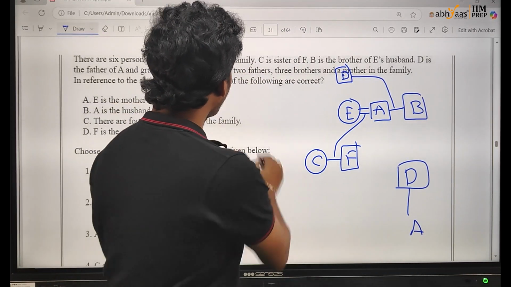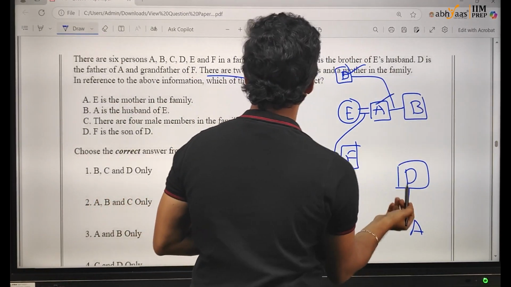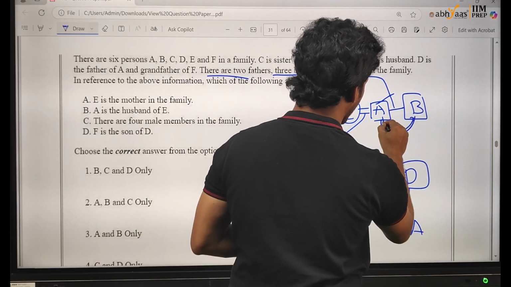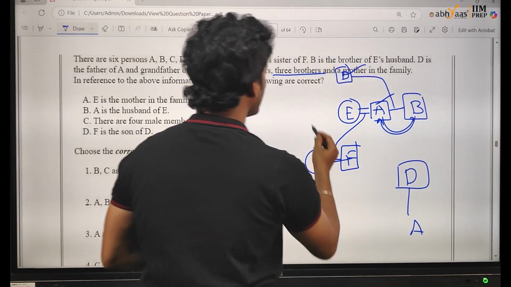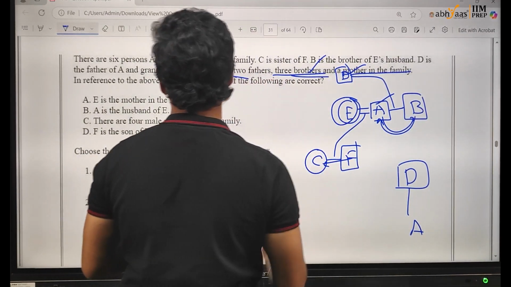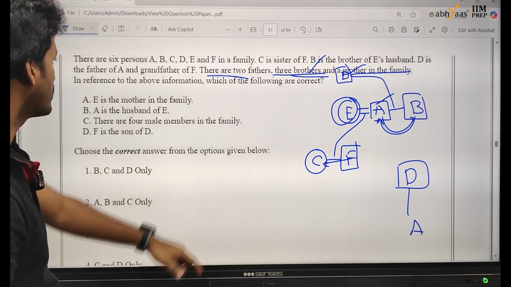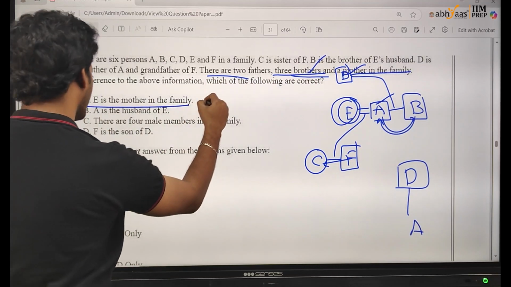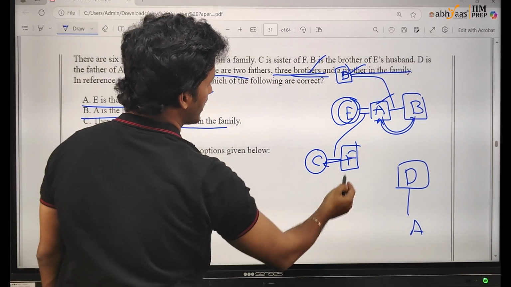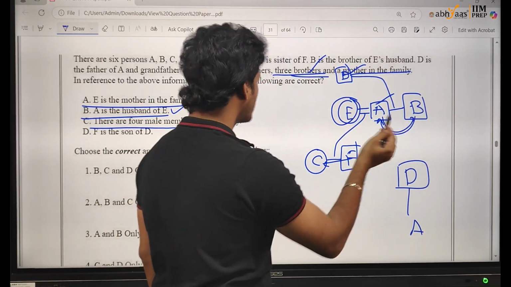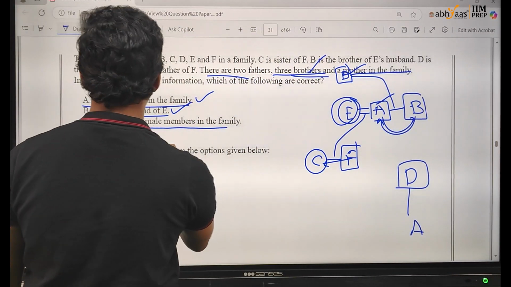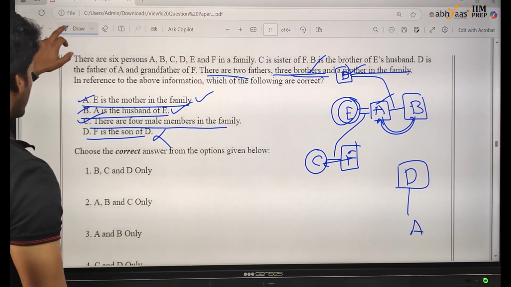Let's check. There are two fathers: D and A are fathers, right? Three brothers: A is brother of B, B is brother of A, and F is brother of C. There is a mother in the family, so E is the mother, and it is satisfying. In reference to the above information, which of the following are correct? E is mother in the family. Yes. A is husband of E. Yes. There are four male members in the family. Is it right? 1, 2, 3, 4. It has to be 4. F is a son of D? No, that's not true. So the right options are A, B, C.